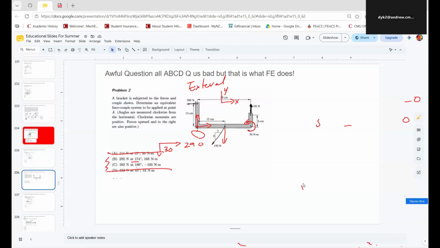This is why you do a summation of moments and it should have given you everything you need, because the summation of moments should be 0. We can do, actually, why am I doing this? I can just redo it. Yeah, I think I messed up on the Fx side. Equals 0 summation or something. It's looking for the determinant equivalent force couple to be applied at point A. So over here, actually, yeah.